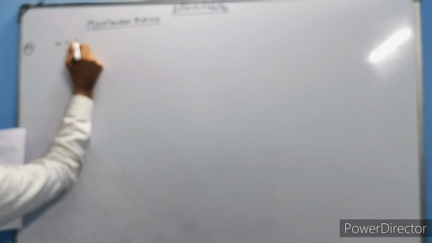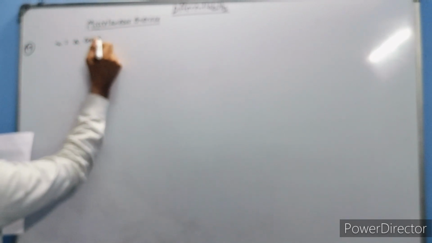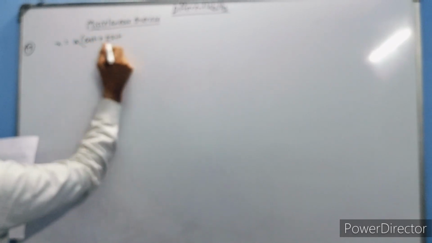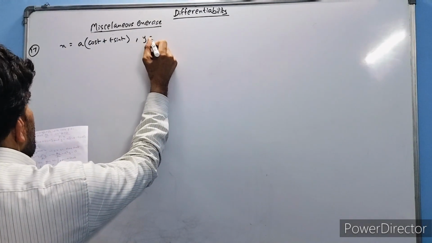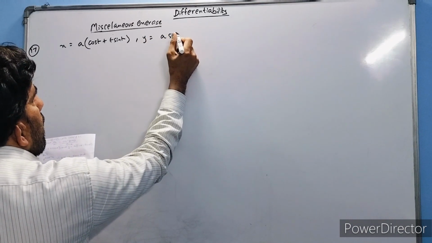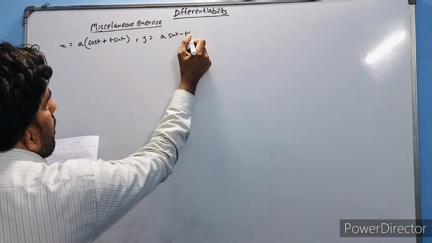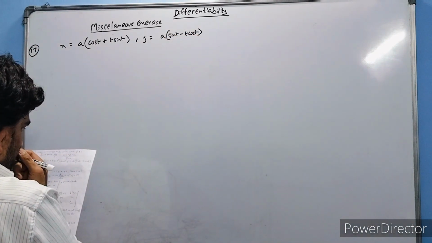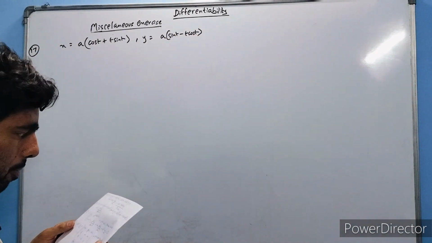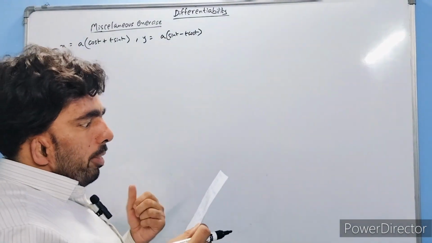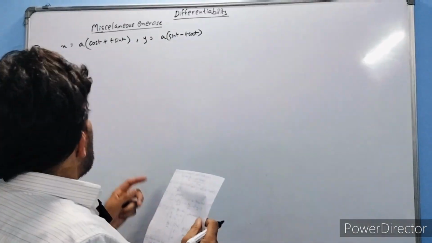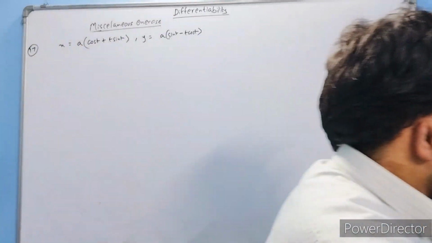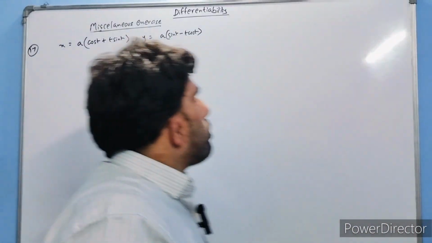In the 17th question, they have x is equal to a cos t plus t sin t, and y is equal to a sin t minus t cos t. This they have given in the parametric form, and we need to find d2y upon dx square. So now let us try to see how we can solve it.